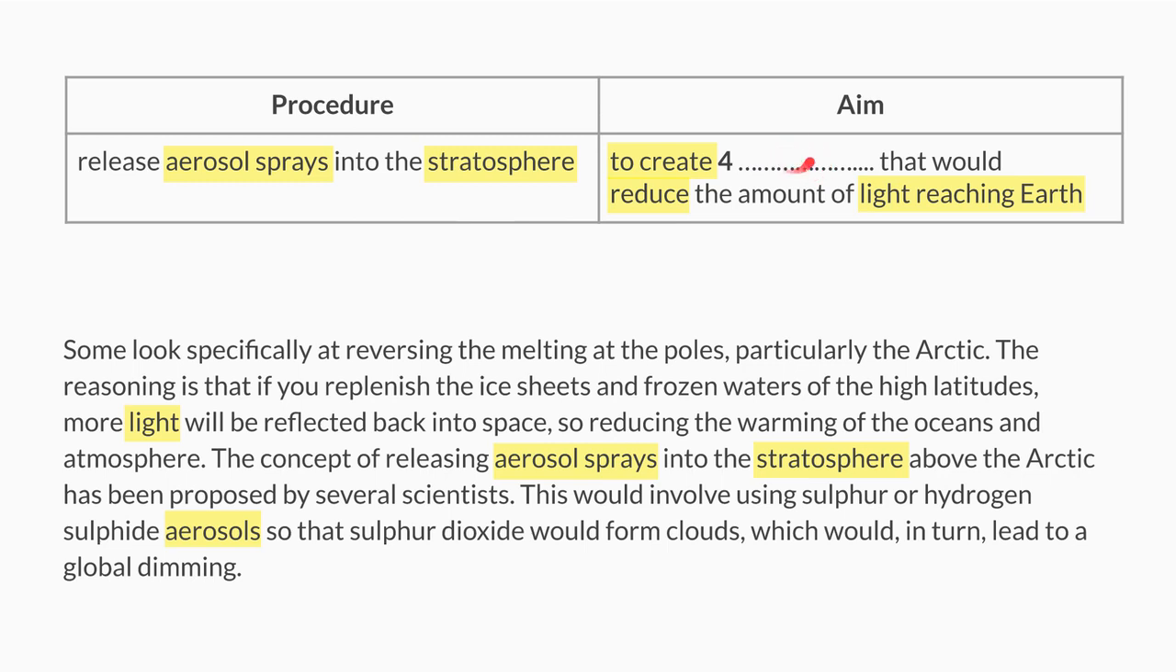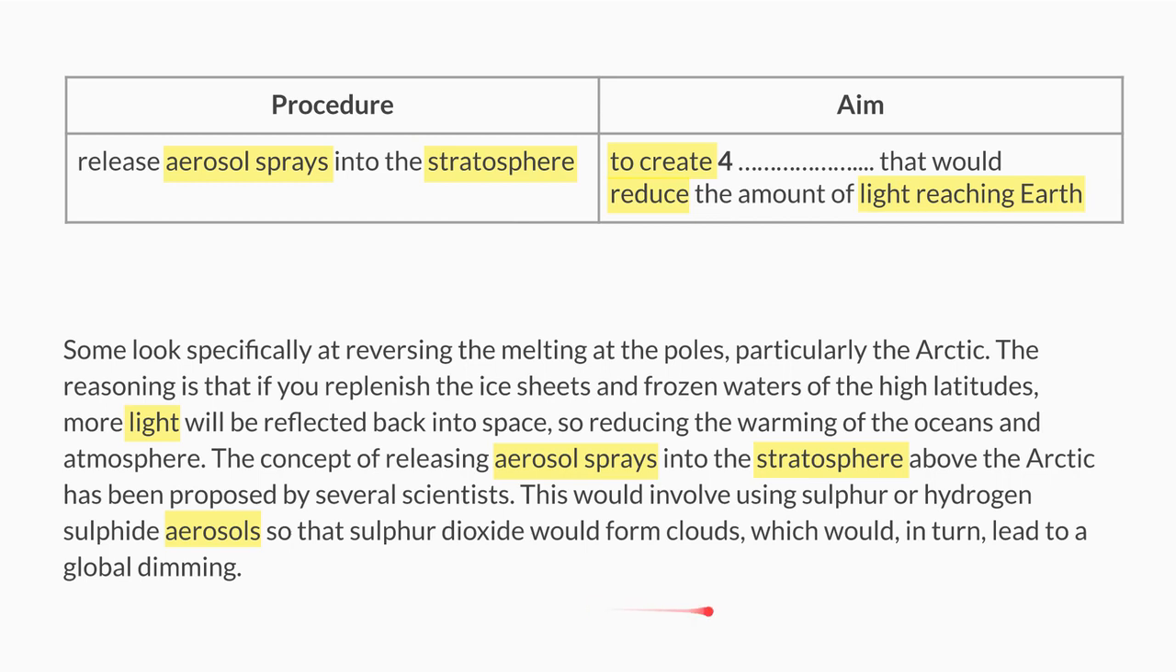Our answer is going to be a noun, some sort of a thing. We want to find out create what. So let's keep reading on. I want to read the next sentence. This would involve using sulfur or hydrogen sulfide aerosols so that sulfur dioxide would form clouds, which would in turn lead to a global dimming.